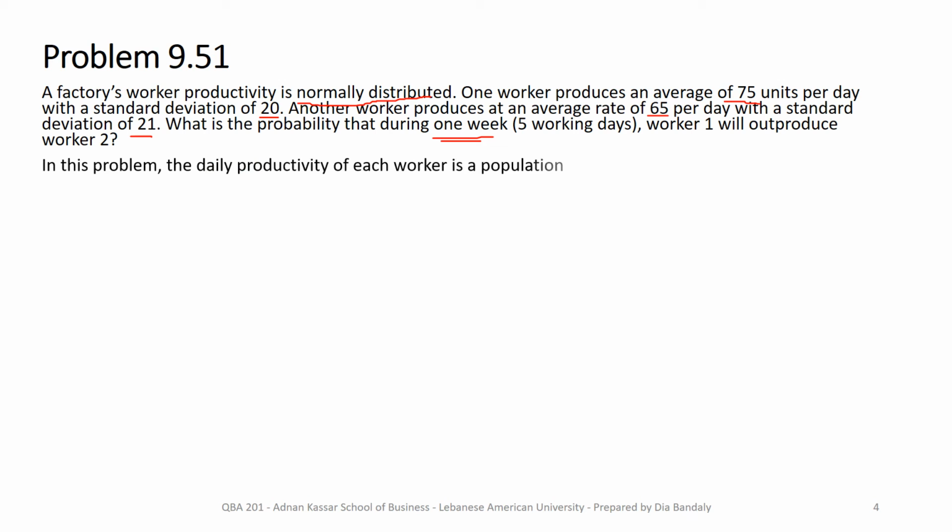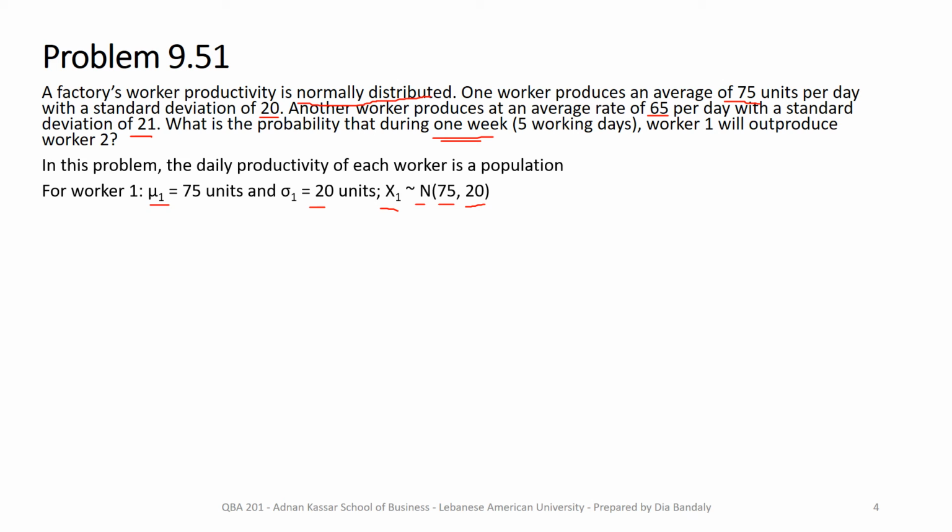Okay, so what do we have here? The daily productivity of each worker is a population by itself, right? Because you take every worker individually and you just record his productivity every day, and this record, you keep it, you accumulate the data, and this is a population of that variable. So what do we know about worker 1? He has mu1, he has sigma 1, and x1, which is the productivity of worker 1, is a variable that follows a normal distribution as given to us, and it has a specific mean of 75 and standard deviation of 20.